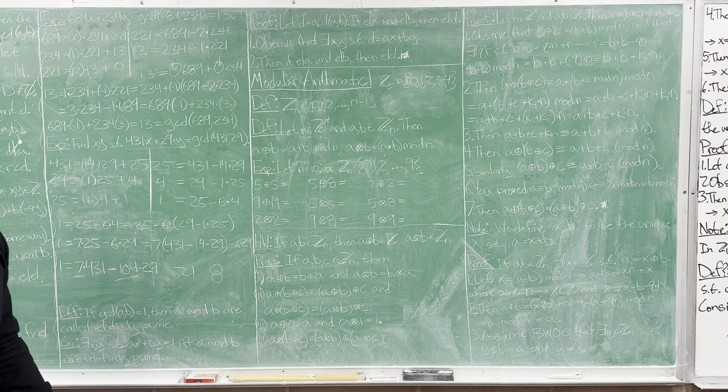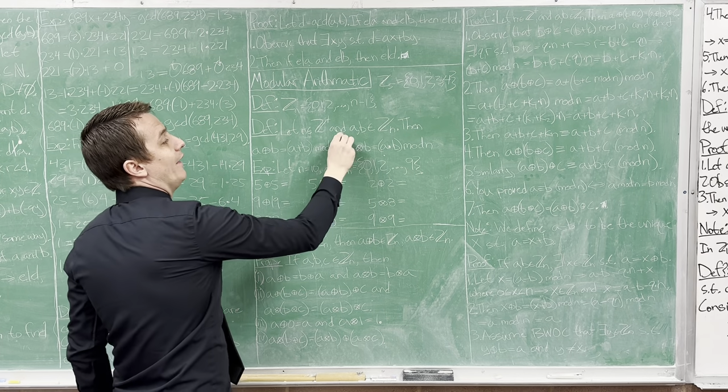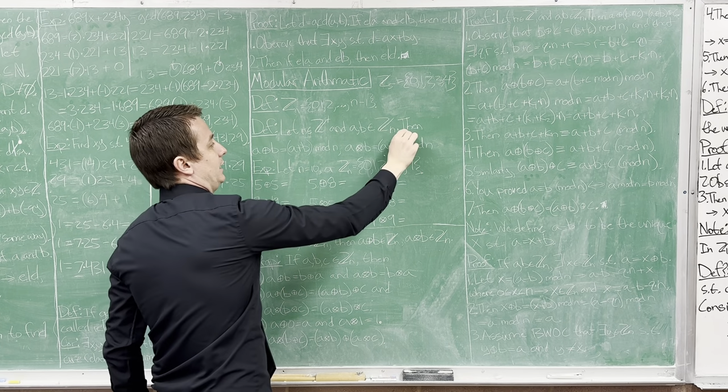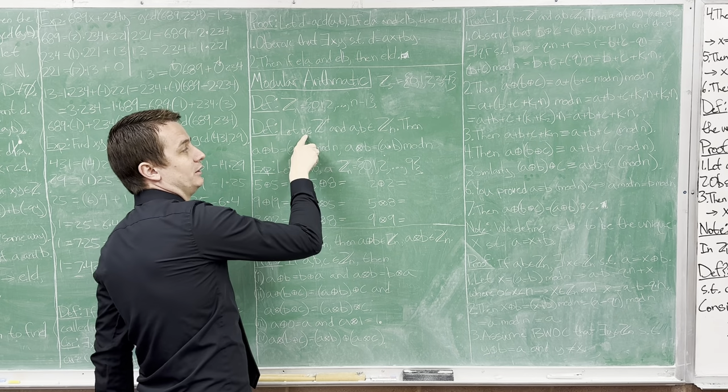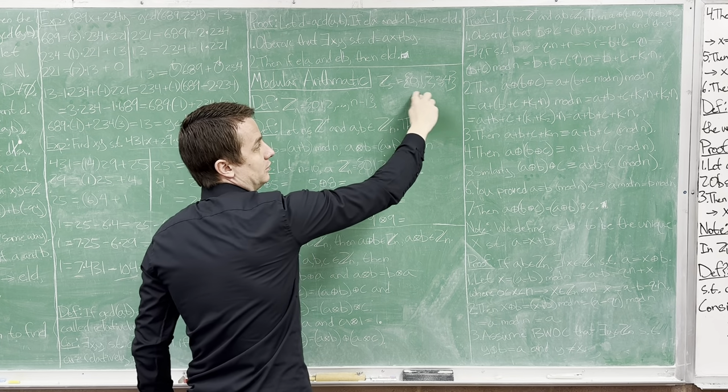Simple. So, let n be some positive integer, and let a and b be elements of Z sub n. So in other words, n could be something like 4 or 5, then a and b would be elements in here.